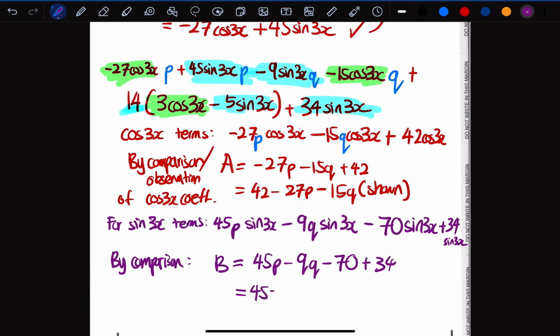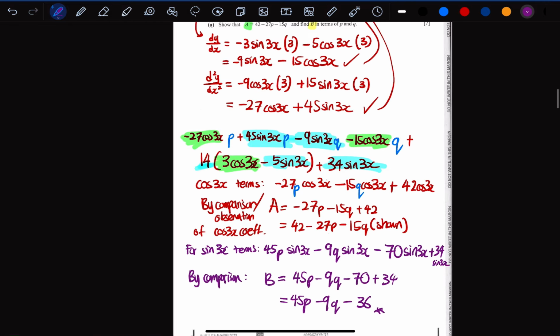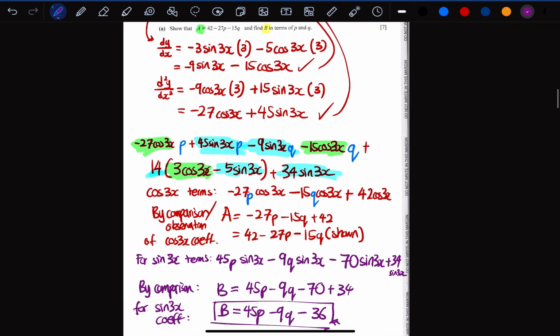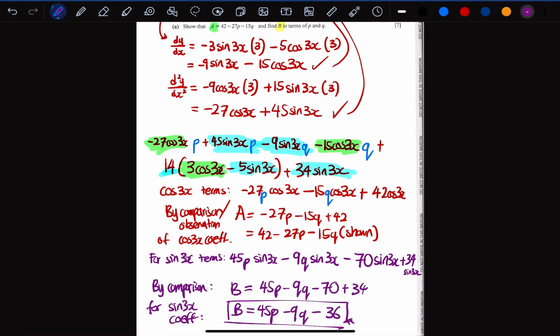Simplify this. Minus 70 plus 34, we get negative 36. And this would be our answer for our b. Best to write by comparison for sine 3x coefficients for this step as well. So that's how you do part A, to get our A to be this and our B to be this.